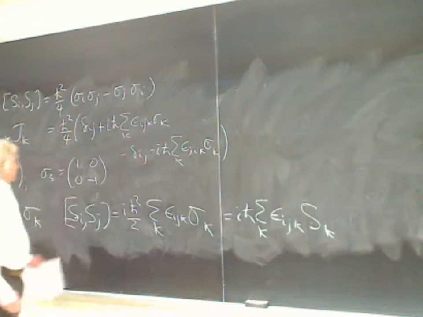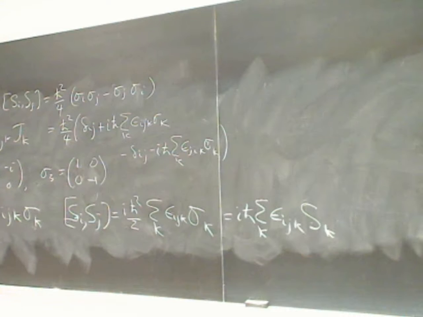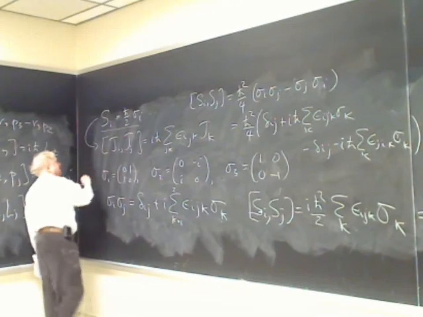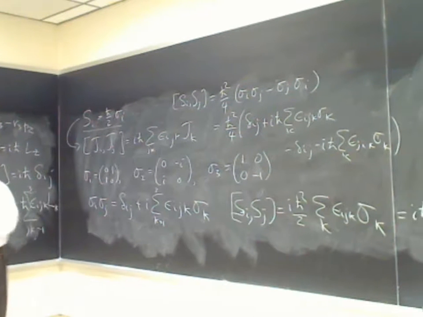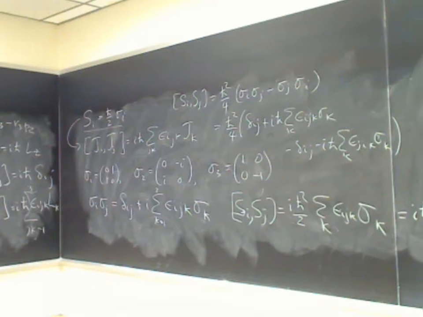So these operators here then do satisfy this commutation relation. And these are the appropriate operators for a spin 1/2 system. All right, any questions?